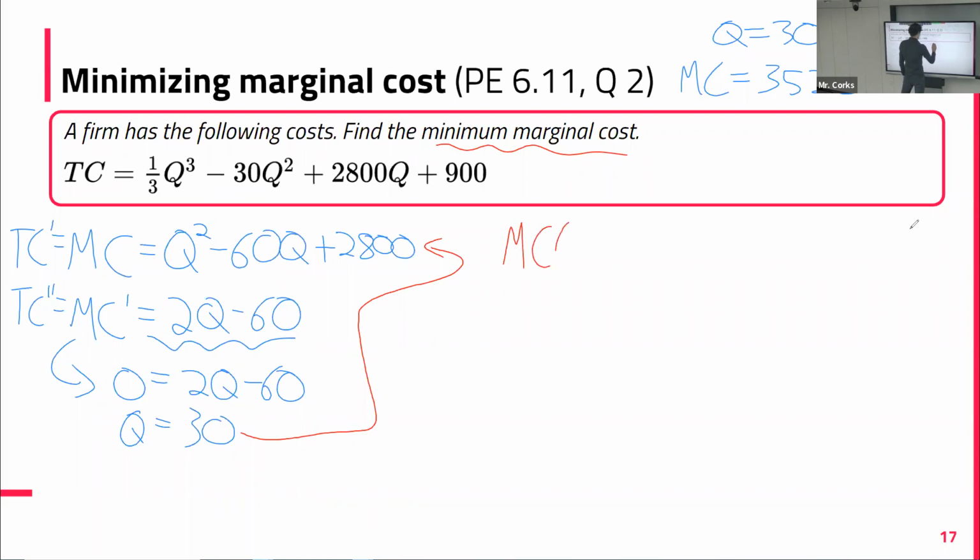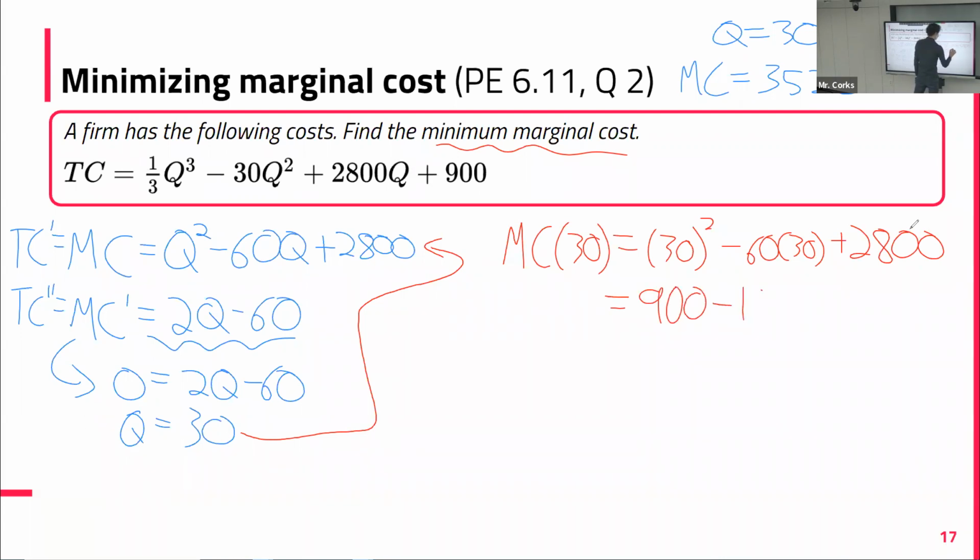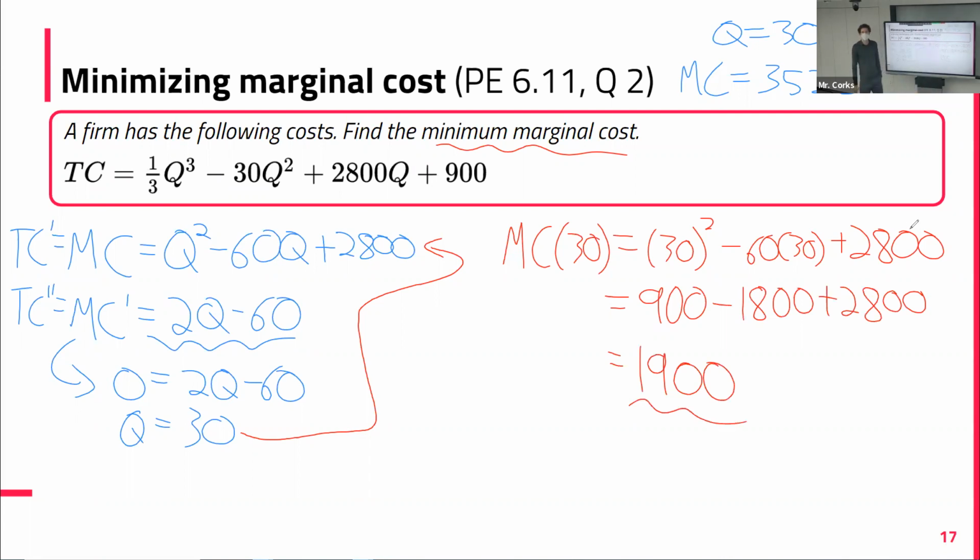So marginal cost when Q is equal to 30 will be Q squared minus 60 times 30 plus 2,800. Yes, you're right. Thank you. So 900 minus 1,800 plus 2,800. 1,900. So there we go. Not too hard to solve.